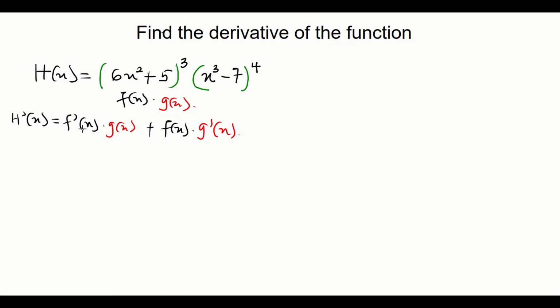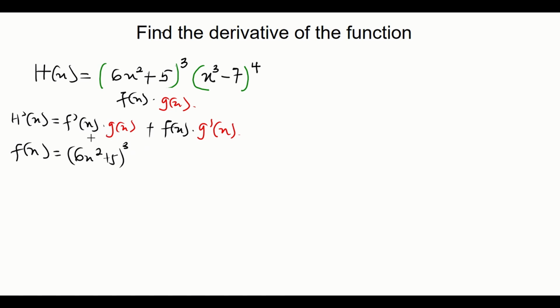So now let's gather a few elements here. What will be our f prime of x, what will be our g of x, what will be our f of x, and what will be our g prime of x? In this, let's first identify our f of x. From the question, we let the first part be our f of x, where my f of x is everything here, which is 6x squared plus 5 all to the power 3. This is my f of x.